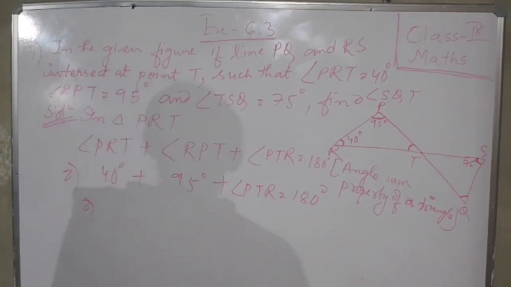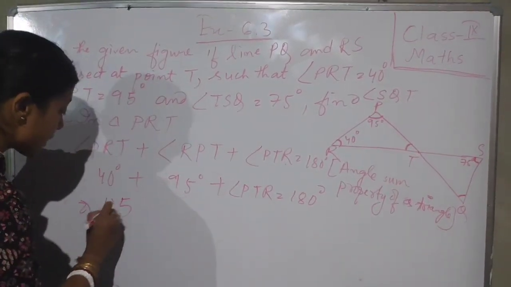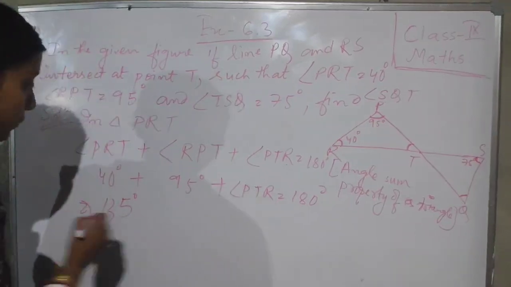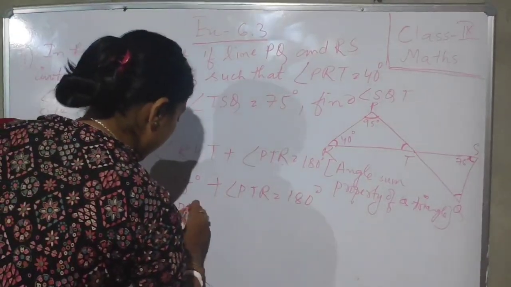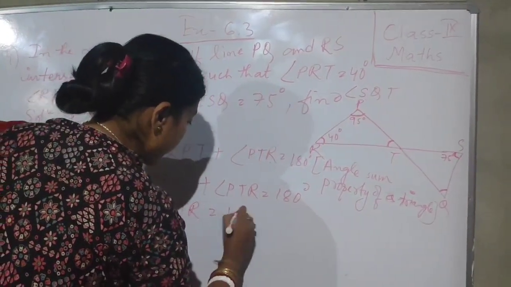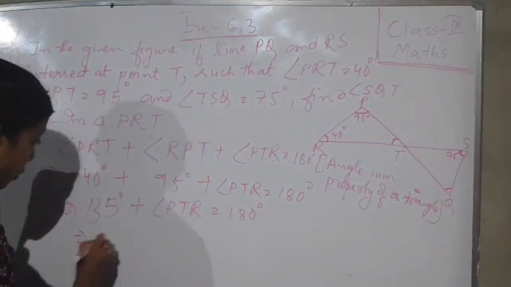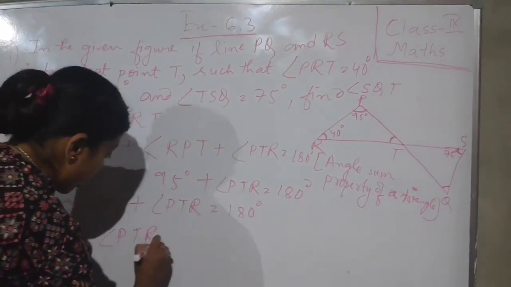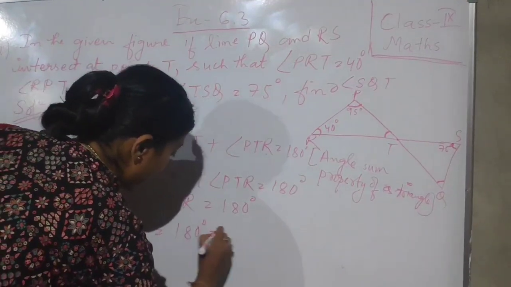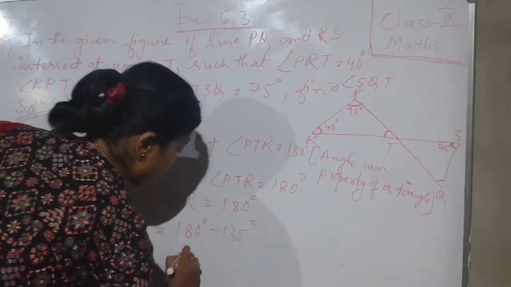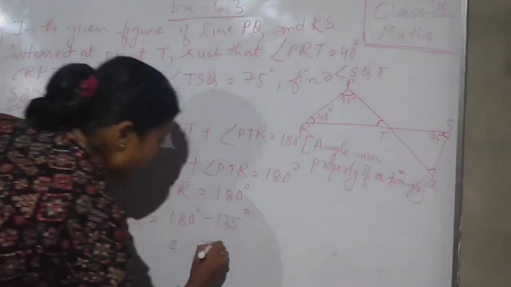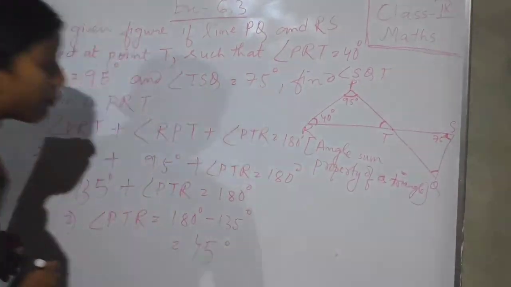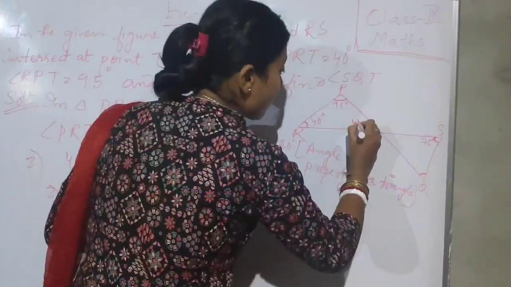So how much do these two give? 40 plus 95 is 135 degrees, plus angle PTR equal to 180 degrees. So angle PTR will be how much? 180 degrees minus 135 degrees. So that is 45 degrees. So this is 45 degrees.